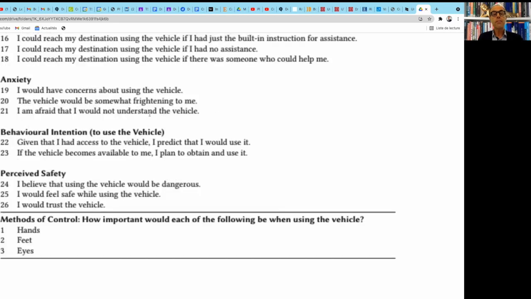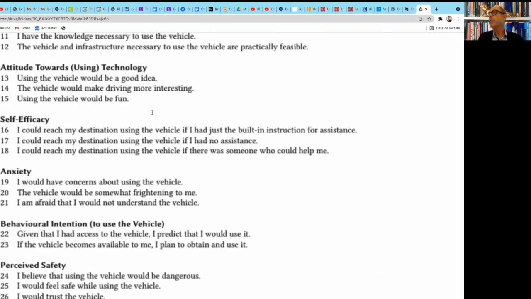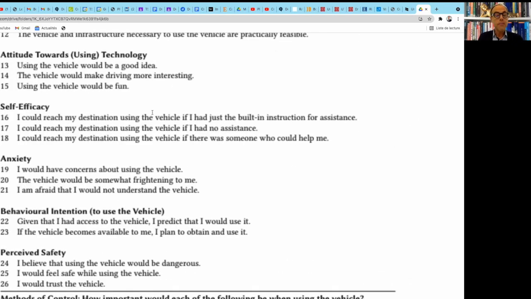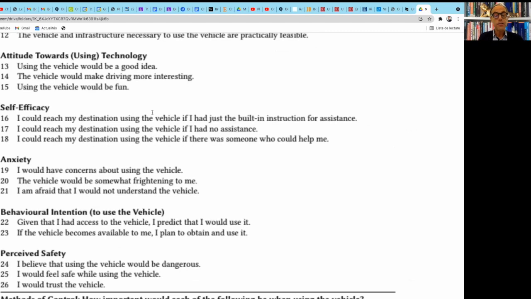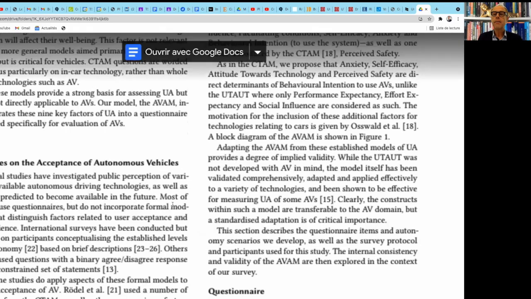Let's take another example that you can find here in the scales: performance expectancy, facilitating conditions, anxiety. I would have concerns about using delivery drones. The delivery drone would be frightening to me. I'm afraid that I would not understand the delivery drone. Perceived safety: I believe that using the delivery drone would be dangerous. I would feel safe while using the delivery drone. I would trust the delivery drone.